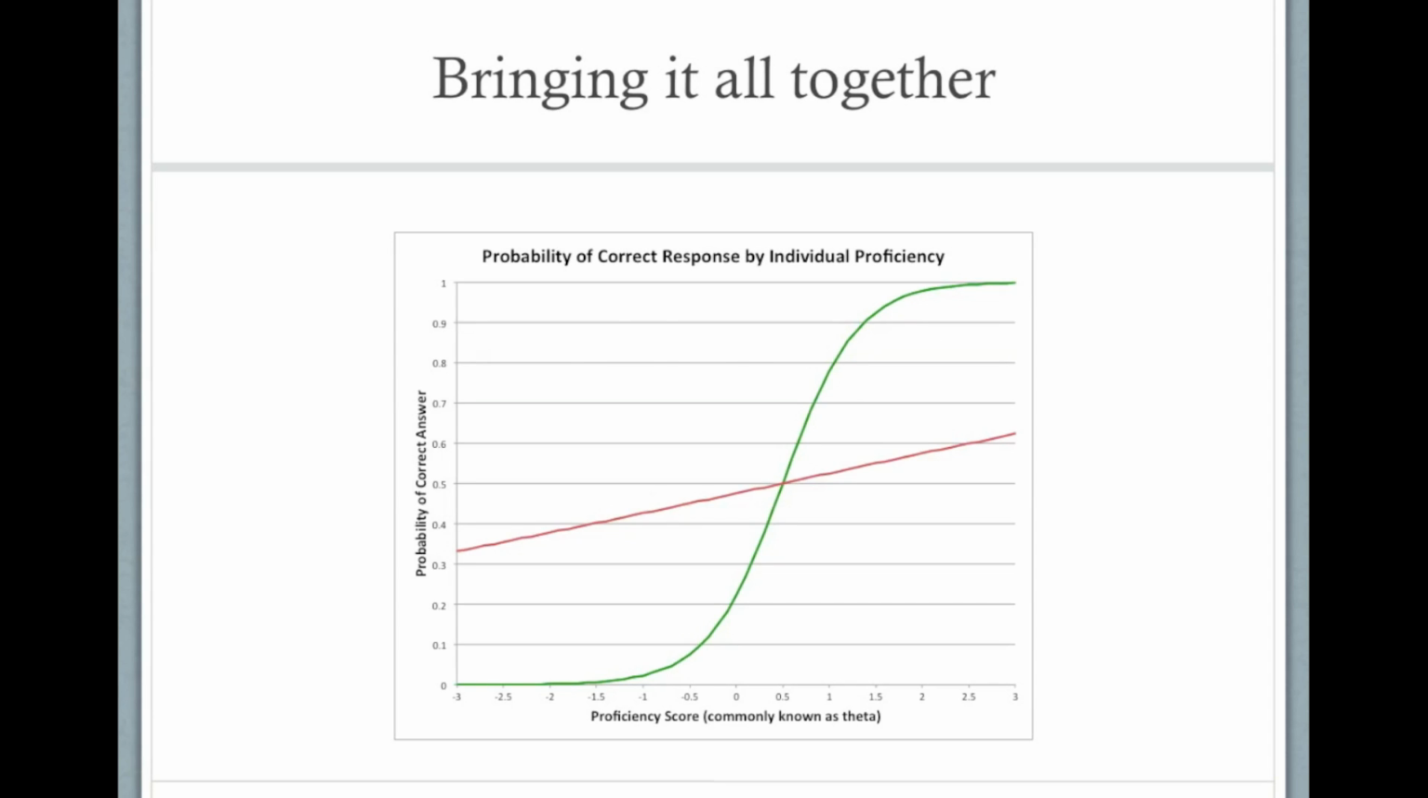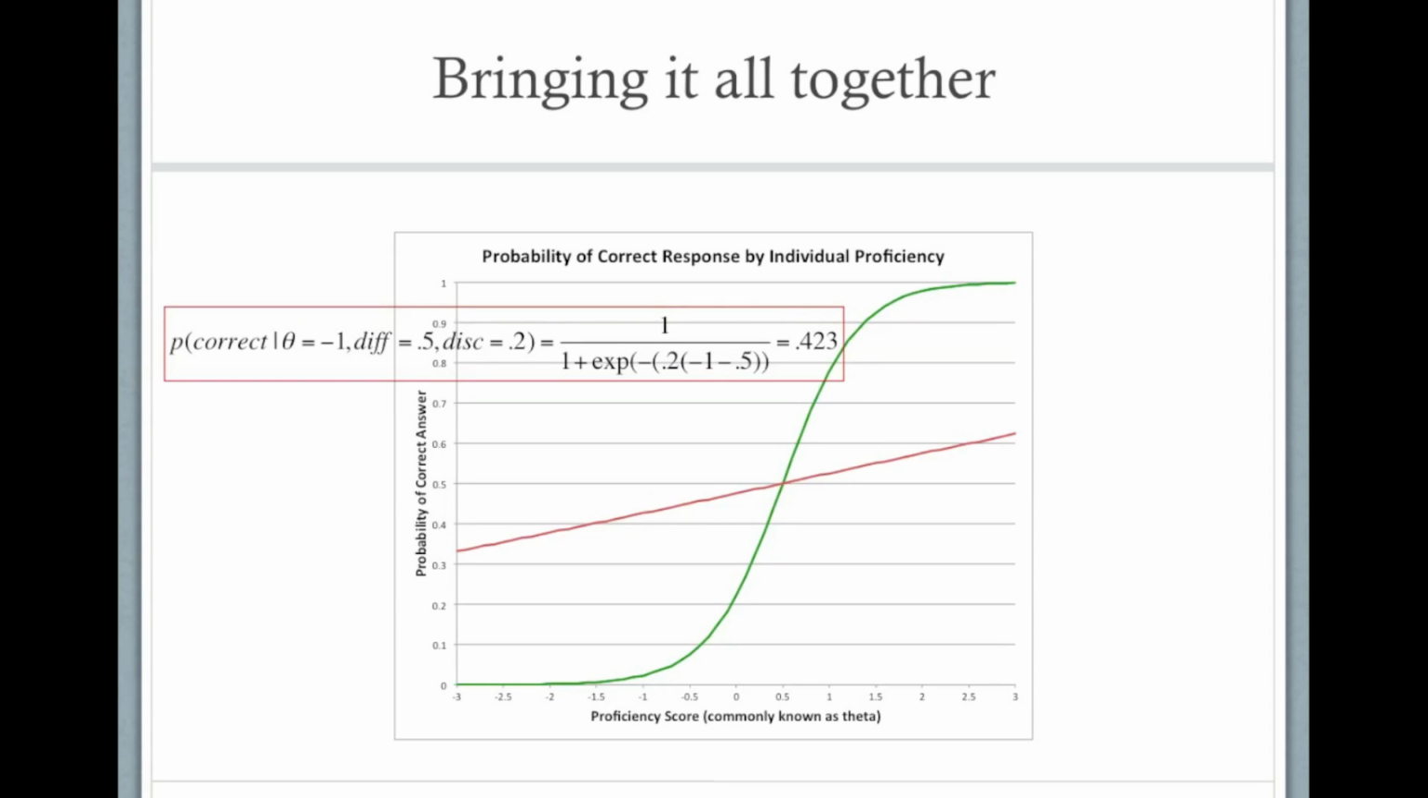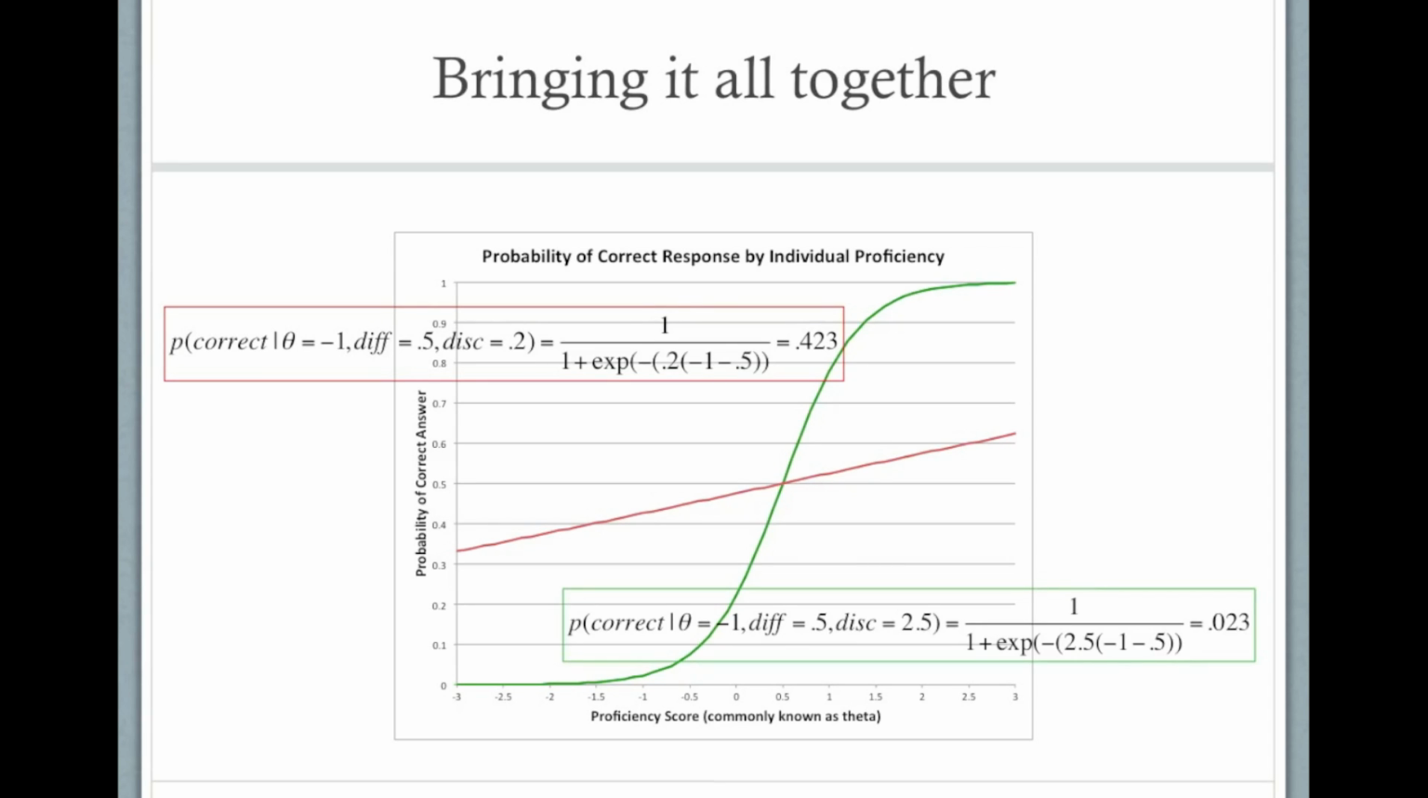Now let's look at a few curves and bring it all together. So where do these curves come from? They come from this functional form, and they come from these item parameters that we've estimated. Once we have these item parameters, we can pick a proficiency score, such as -1, and we can see from the curve that an individual with a proficiency score of -1 would have a probability of a correct response of about 0.42. For the other item, we could compute by hand, or we can see on the curve that an individual with a proficiency score of -1 would have a 0.02 probability of answering the item correctly.